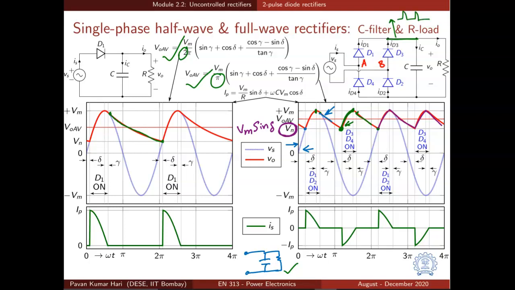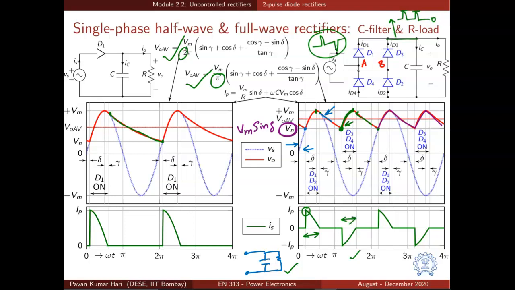In fact, current flows in that branch only when any of the diodes is conducting. If none of the diodes are conducting, then the current through this branch is 0. So that gets unfolded and appears as this waveform at the input. That is what is shown by the green color waveform on the bottom right. So the source current again has 0 average value, but it will have a peak value Ip. In fact, it is non-zero only for a short duration, whereas it is 0 for the remaining duration.